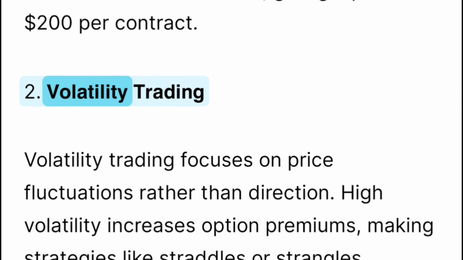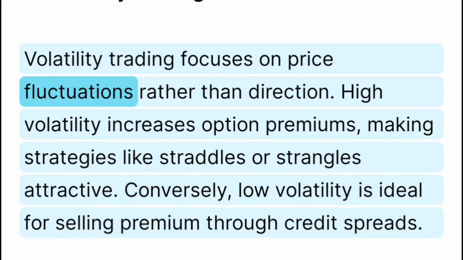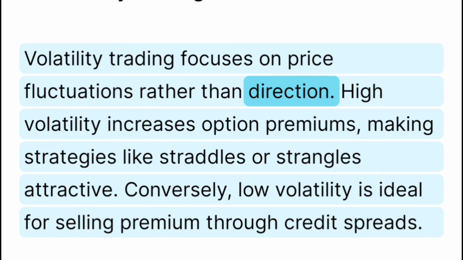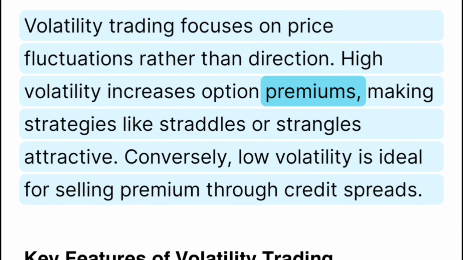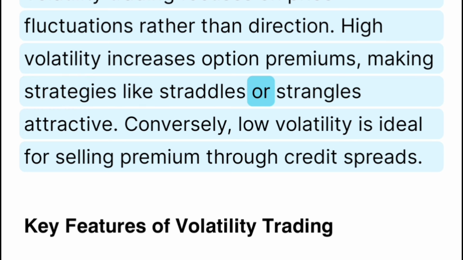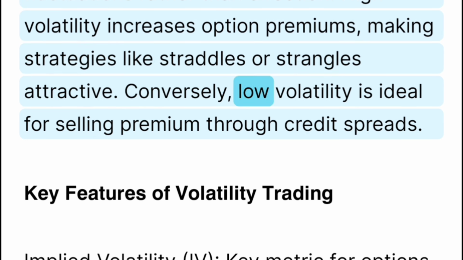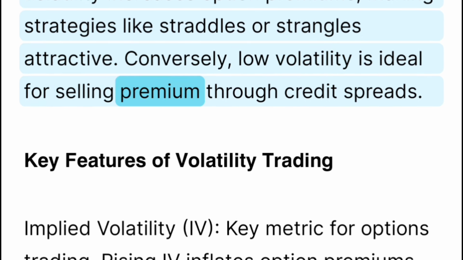Two: volatility trading. Volatility trading focuses on price fluctuations rather than direction. High volatility increases option premiums, making strategies like straddles or strangles attractive. Conversely, low volatility is ideal for selling premium through credit spreads.